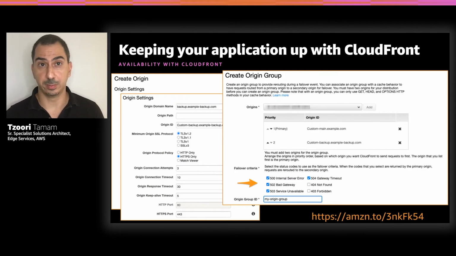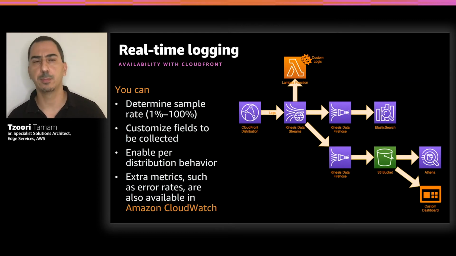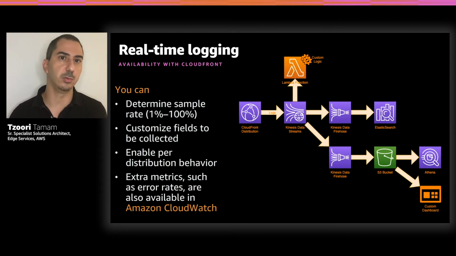Another aspect of availability is visibility. We've always had access logs coming from CloudFront where we can have logs sent over to S3 where you can diagnose them and look into them, and perform some analytics, maybe BI. But we heard from customers that they want to be able to act in real time when something changes, right? They want to know in real time when there's an increase in error rates at the application level or if there's a change in behavior from the user side.